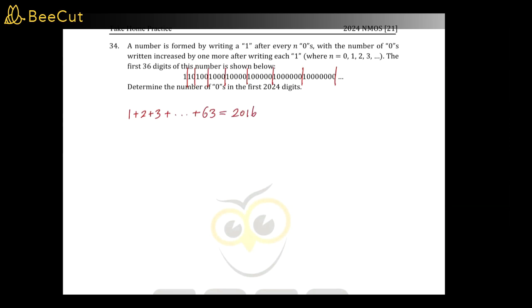Then to get 2024, it will be 1 plus 2 plus 3 all the way to 63. Then after that, the next group is not complete. There's only an additional 8 numbers here. This one is an incomplete group. Okay, so now total is 2024. This is for the total number of digits. They're asking the number of zeros.